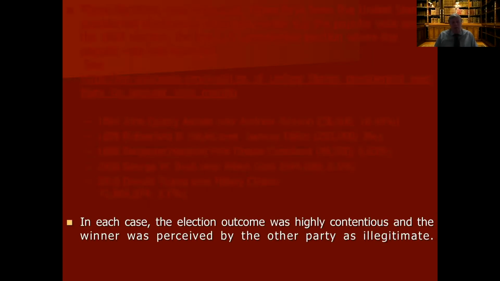In each of these cases, all 5 cases, the election outcome was very contentious, and the winner was perceived by the other party as illegitimate. This, of course, crippled the administration, the execution by the president who won but did not win the popular vote.